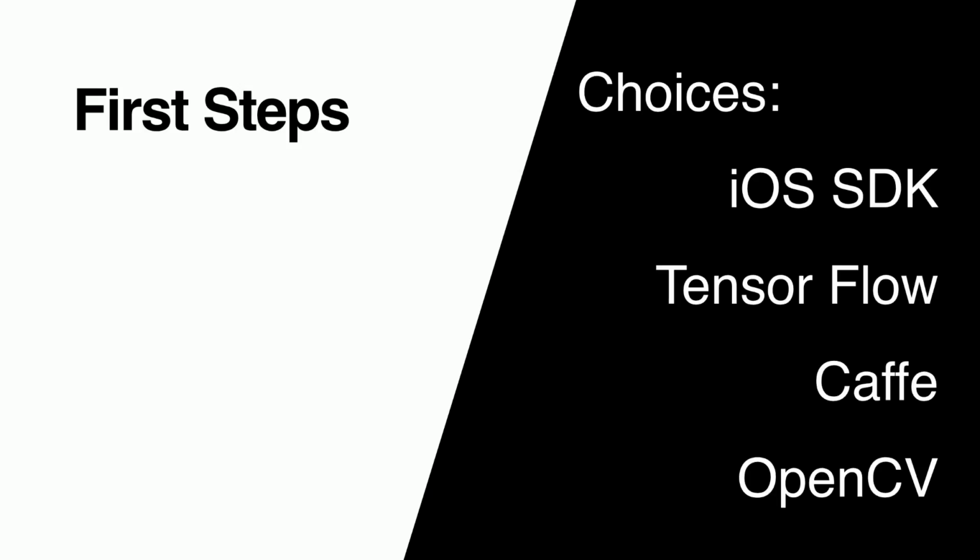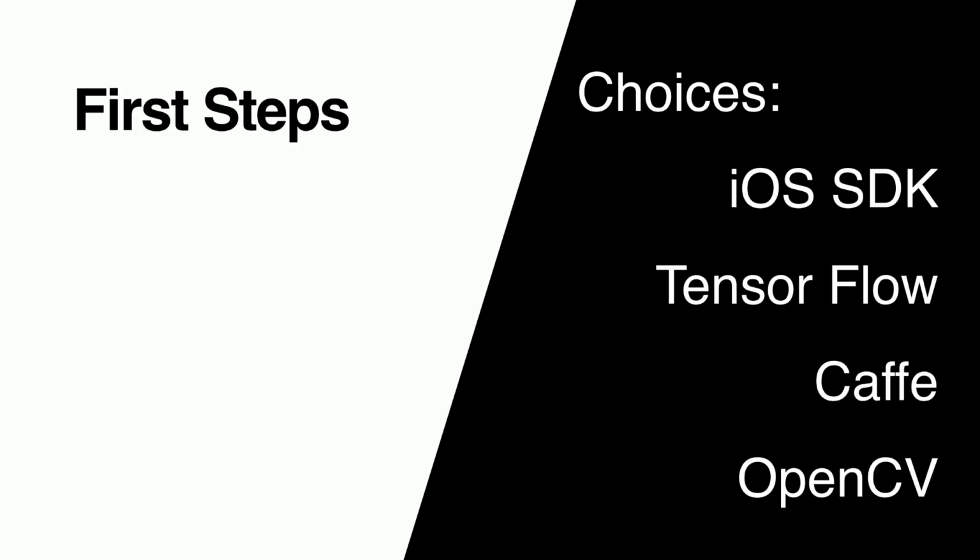Caffe is another well-known library that's used for deep learning and machine learning, and it would have been a good choice too. That one is cross-platform, and it's on iOS. But I ended up going with OpenCV because I had a little bit of experience with it in the past. And OpenCV is an open source computer vision library that is really robust.